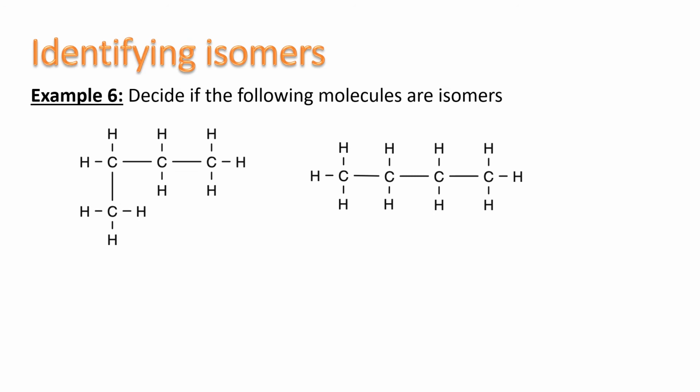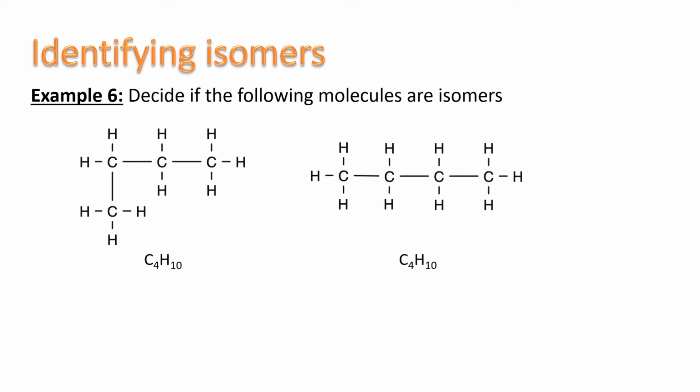Okay, on to our final example of identifying isomers. We're deciding whether these molecules are isomers of each other. So, as before, molecular formula first. On the left we have C4H10. On the right we also have C4H10. So now we've got to look to the structure and the naming.